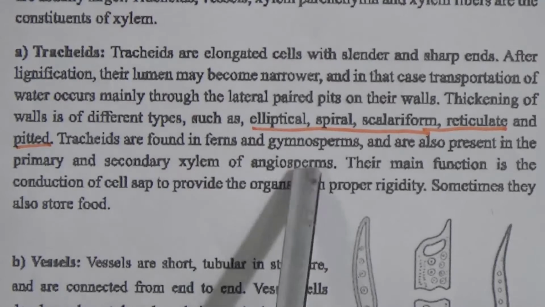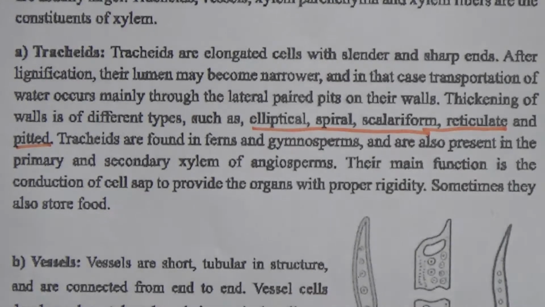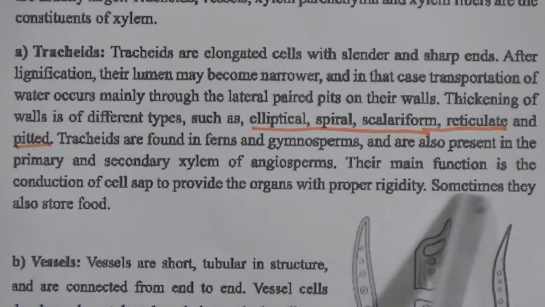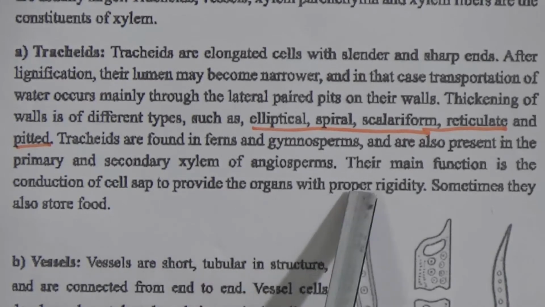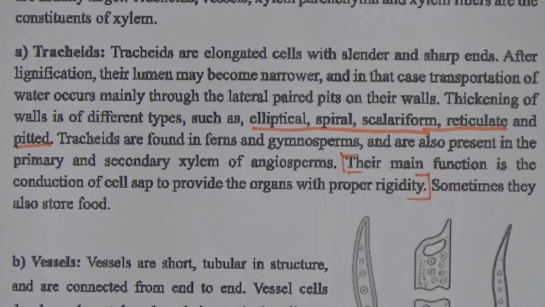Tracheids are found in ferns and gymnosperms and are also present in the primary and secondary xylem of angiosperms. Their main function is conducting water, and their cell shape provides organs with proper rigidity. This is the main function of tracheids. Sometimes they also store food. That is another work of tracheids.